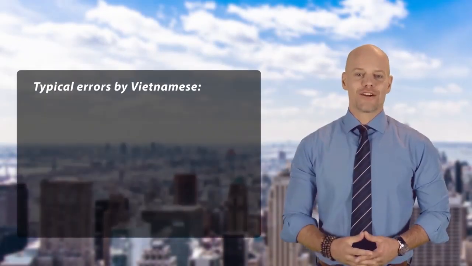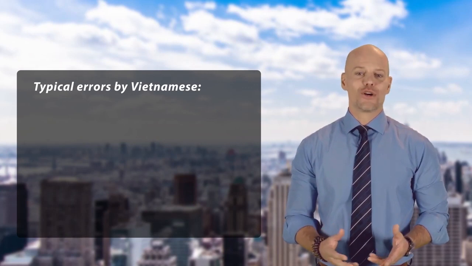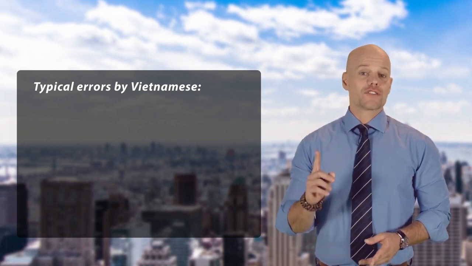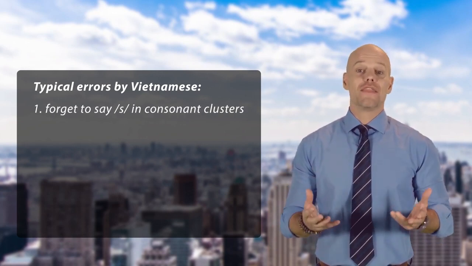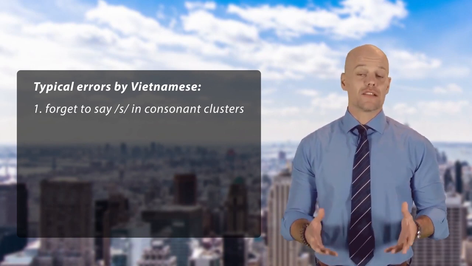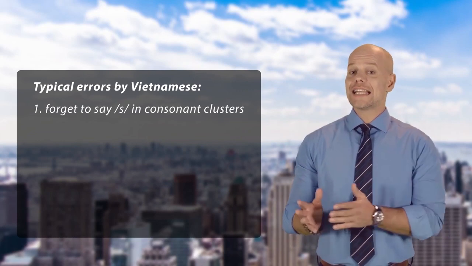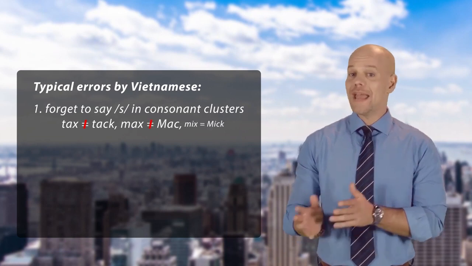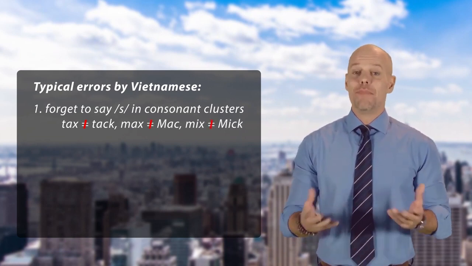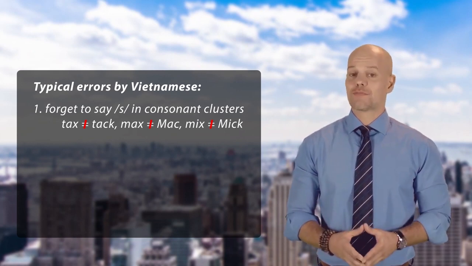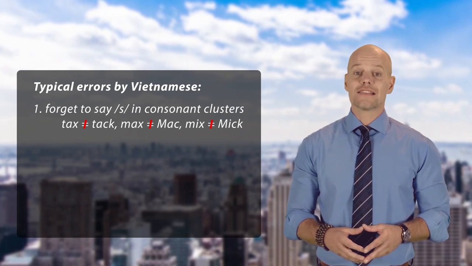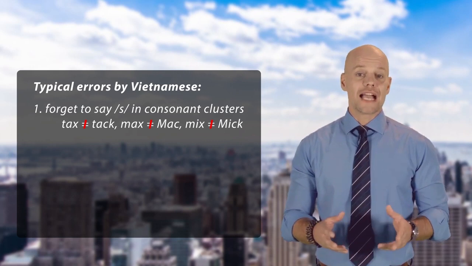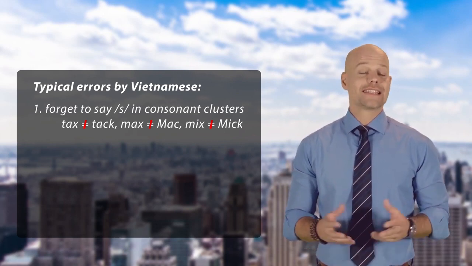There are four typical errors that Vietnamese people make when saying English words with consonant clusters containing the k and s sounds. First, the most common mistake is that they forget to say the s sounds in these consonant clusters. So they will say tack instead of tax, mac instead of max, or mick instead of mix. The best examples of this error are the Vietnamese pronunciation of excuse me as "ecuse me" instead of excuse me, and relax as "relac" instead of relax.